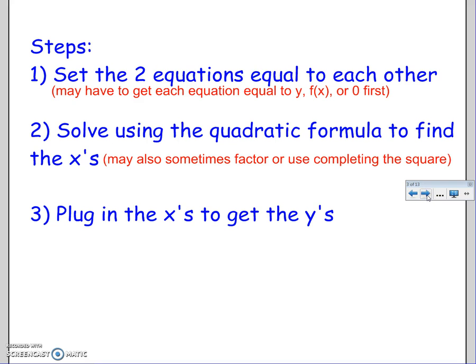So here are the steps. Set the two equations equal to each other. You might have to get each equation equal to y, so get y by itself for f of x or 0, then do substitution. Step 2 would be solve using quadratic formula to find the x's. You may also sometimes factor or use completing the square, but I will do quadratic formula. And last, once you have your x's, plug in to get the y's. Remember, the answer is the point, the x comma y coordinate.